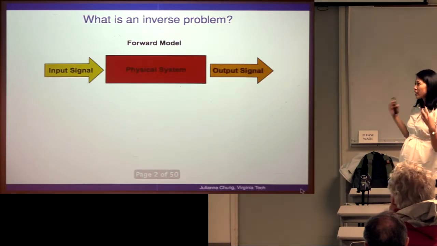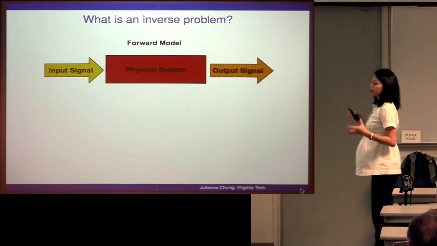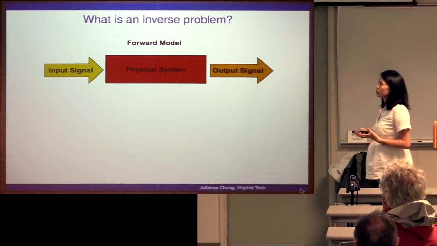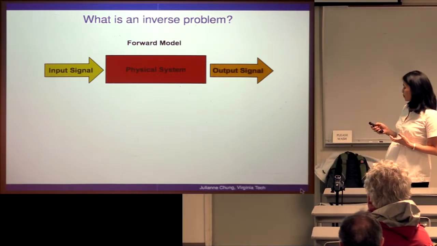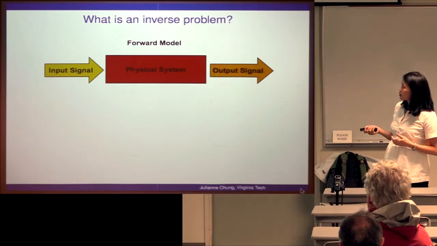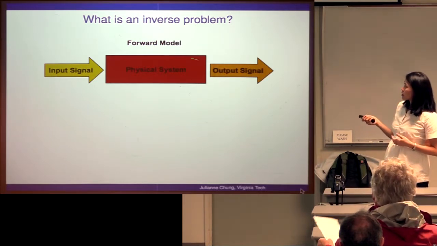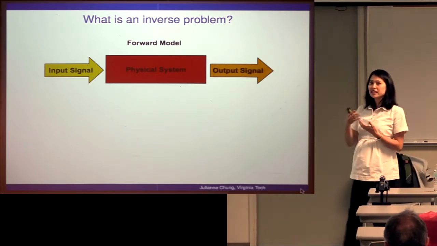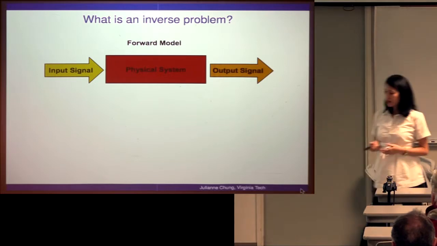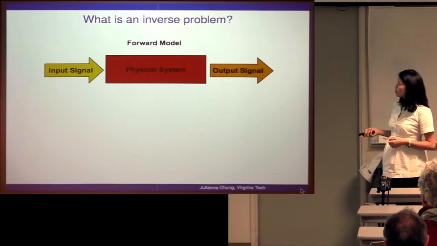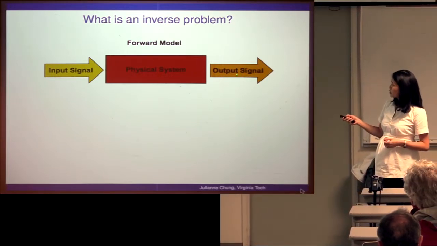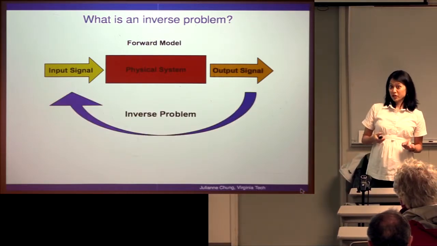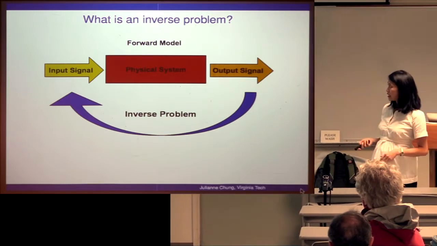So to make sure we all start off on the same page, the first question would be, what is an inverse problem? In the most general sense, in order to understand what an inverse problem is, you need a forward model. In that forward model, you're given some input signal, which is affected by some physical system. The output signal is the observation. This is the data that you collect from your devices. And the goal of the inverse problem is to say, given that output signal, as well as some knowledge about that physical system, I want to reconstruct the original input signal.